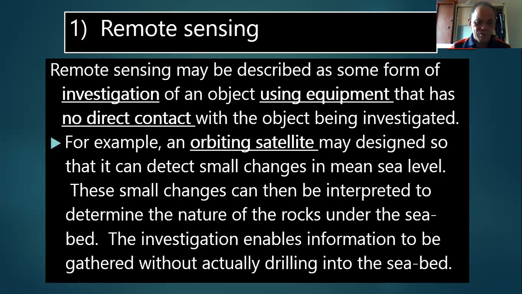Right? Example, you can also see a satellite orbiting the Earth, designed to detect small changes in mean sea level. It doesn't have to come down to check the sea level, but from far away it can detect these small changes, which can be interpreted to determine the nature of the rock under the seabed. The investigation enables information to be gathered without actually drilling into the seabed. That's a benefit. Just like a human body, the surgeon doesn't have to do the operation to see what the tumor inside there is.